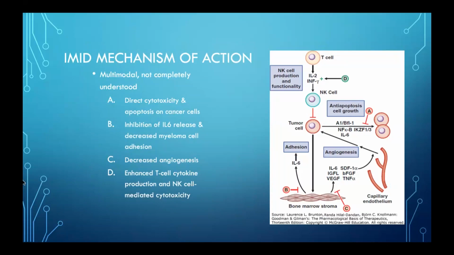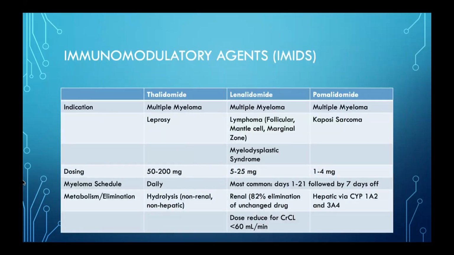And so there is some sort of direct cytotoxicity and apoptosis on the cells. There is a thought that inhibition of IL-6 release might decrease myeloma cell adhesion. There's also an angiogenesis mechanism to it, and so that might be part of the reason for some of our thrombotic effects associated with it, that we also see with other angiogenesis inhibitors. And then there's also an immune upregulation component to this, with enhanced cytokine production and natural killer cell-mediated cytotoxicity.